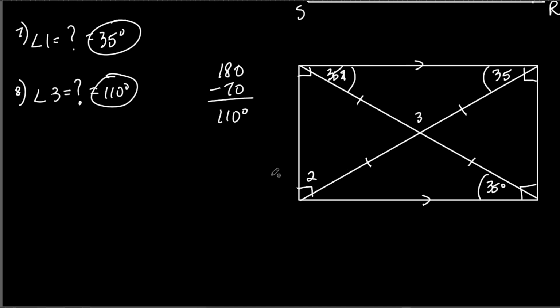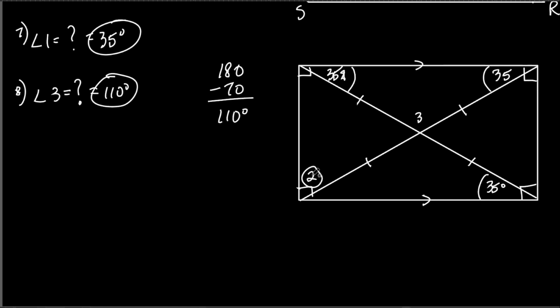Listen, Chance had a good point right here. Since I'm making a different quiz for you guys, but it's based on the same material, I could have asked angle 2. I didn't ask for that here, did I? But what if I asked for angle 2? What would angle 2 be equal to? Because I could ask that on the quiz.